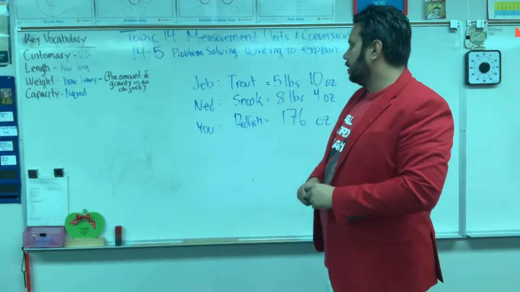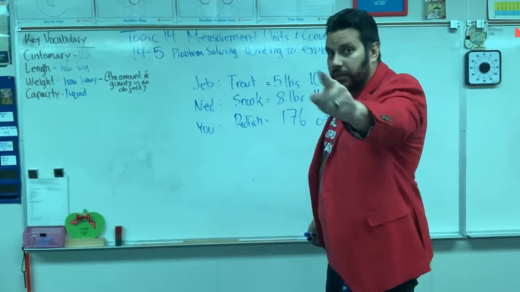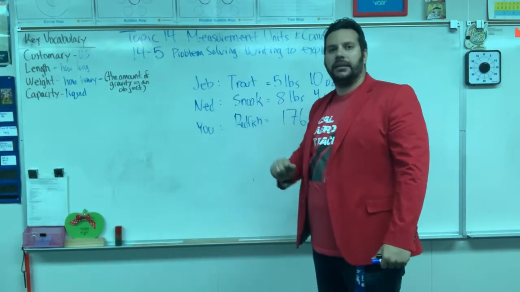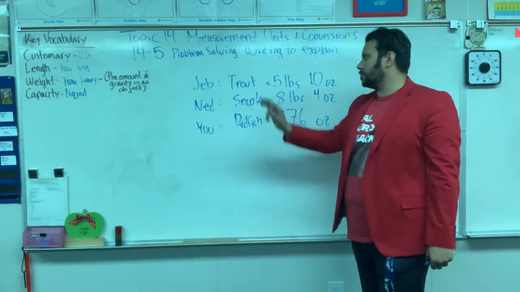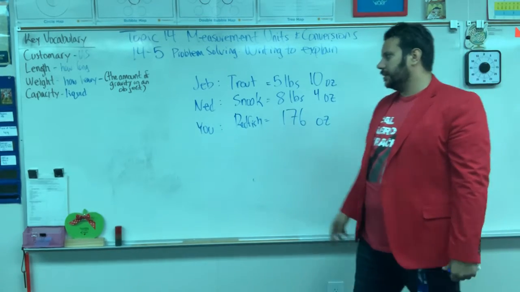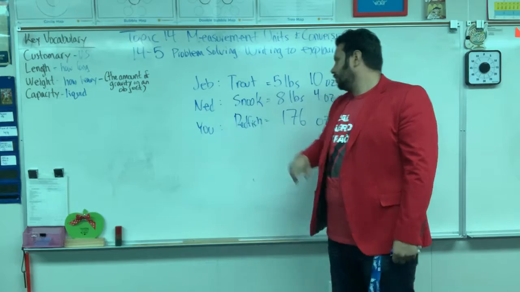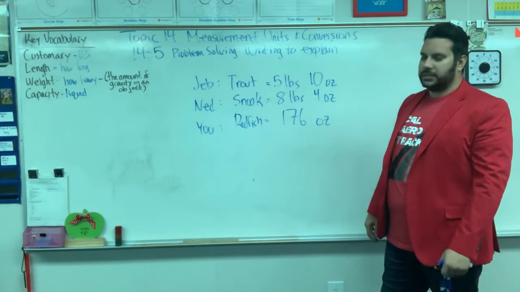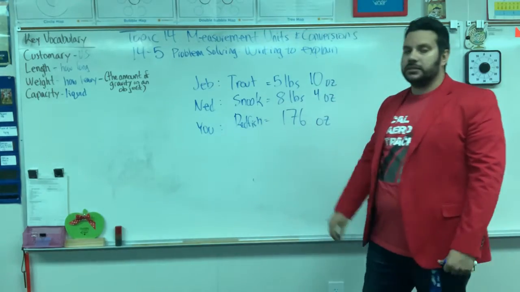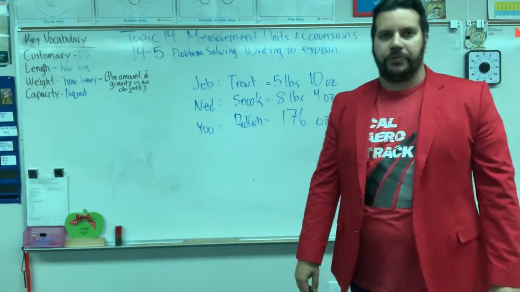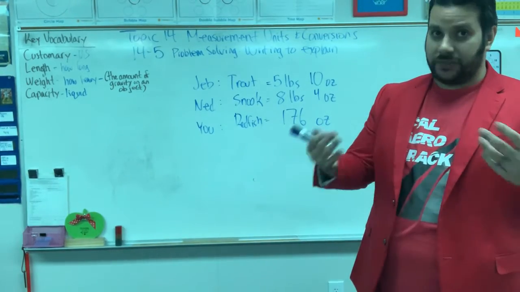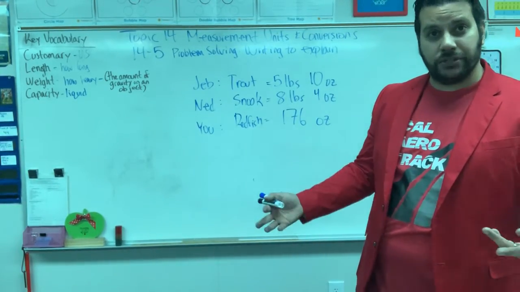All right, so you went on a fishing trip with your two friends, Jeb and Ned. Jeb caught a trout that was 5 pounds and 10 ounces. Ned caught a snook, which was 8 pounds and 4 ounces. And you caught a redfish that was 176 ounces. It's very important to know amongst fishermen who caught the biggest fish.